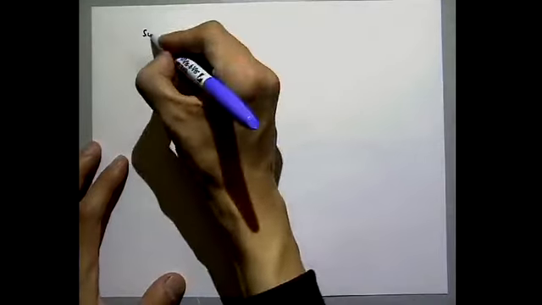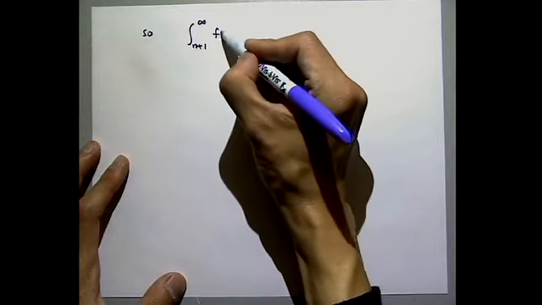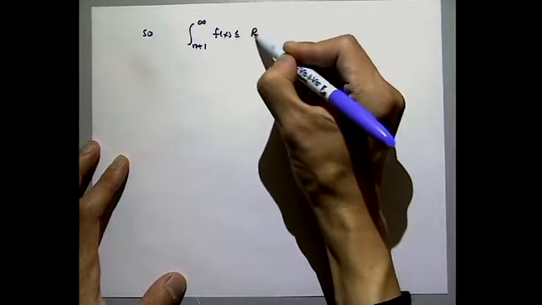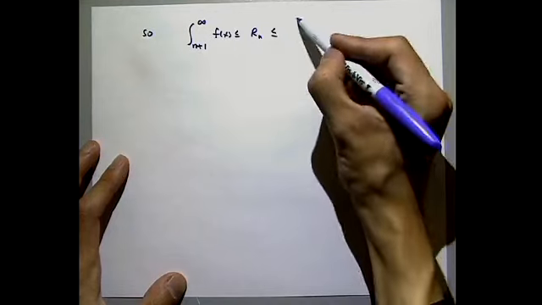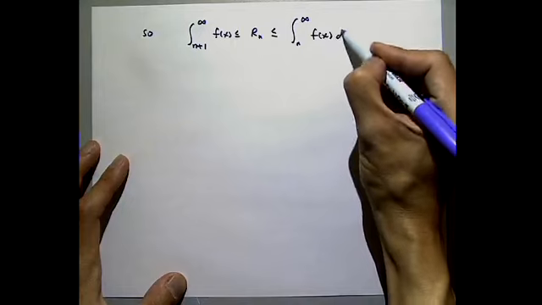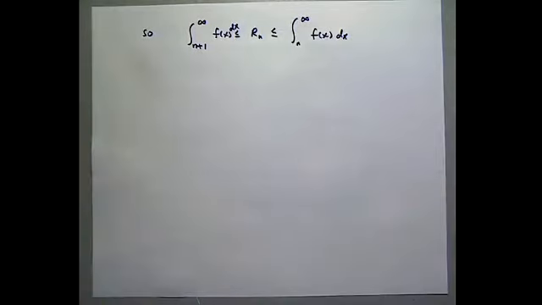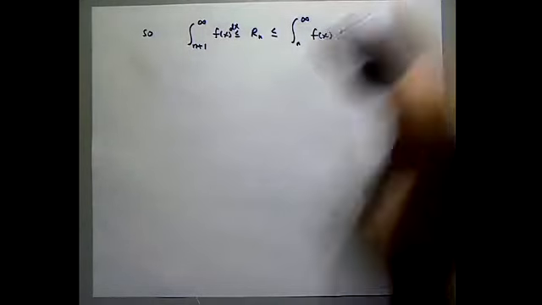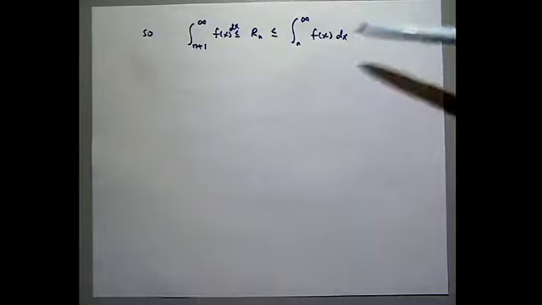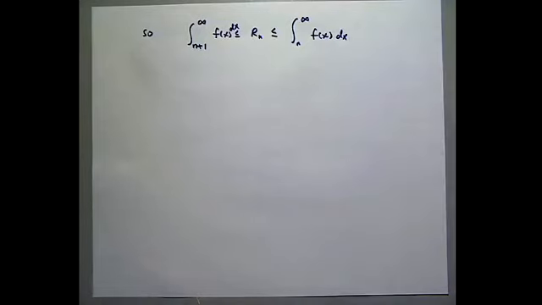So therefore, this is how we trap the remainder. I integrate from n plus 1, and that's the lower bound of my remainder. And I integrate from n to infinity, and that's the upper bound of my remainder.